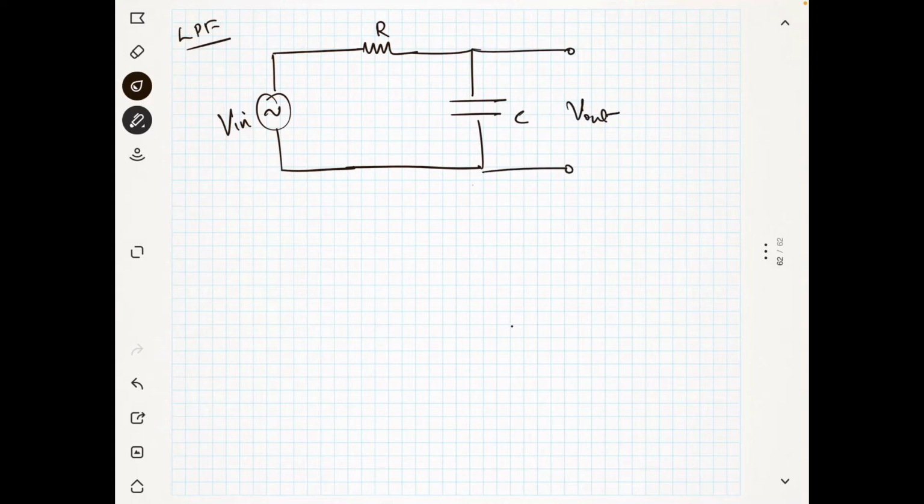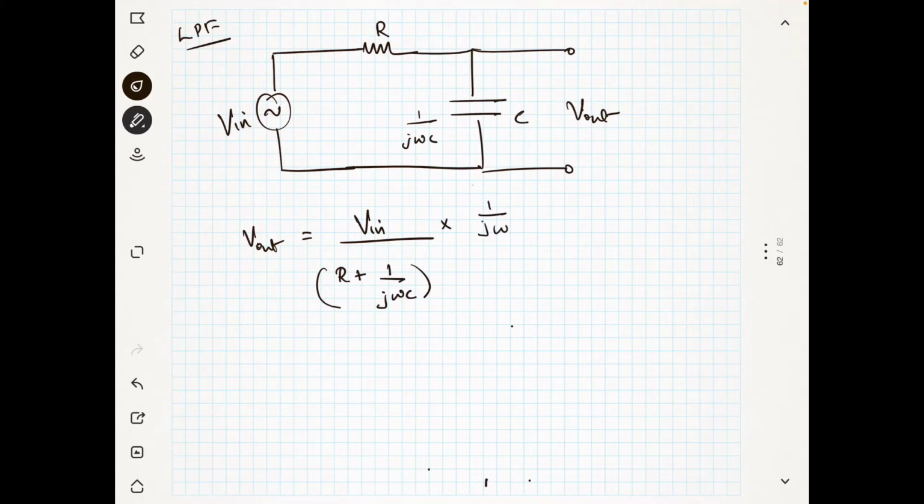Okay, now what is this V out? You know what the capacitive reactance is. It is 1 by j omega c. So what is V out? V out is equal to V in, it's a voltage division, so it is 1 by j omega c divided by R plus 1 by j omega c. So what is this? This is V in divided by 1 plus j omega RC.